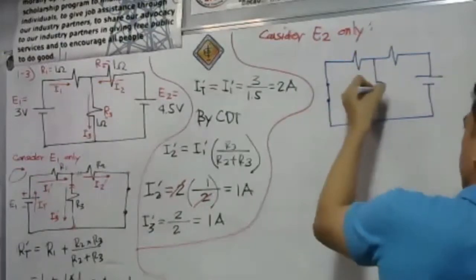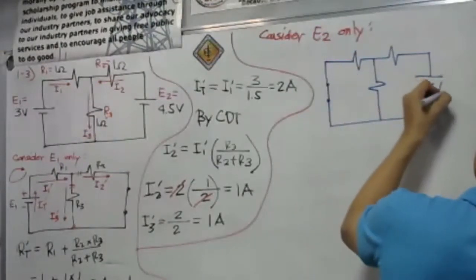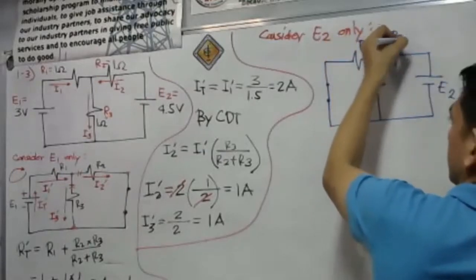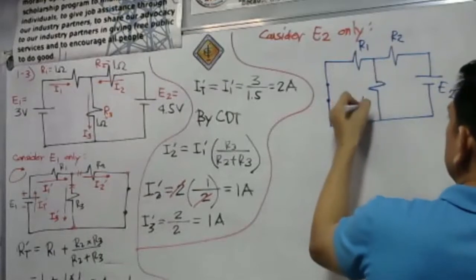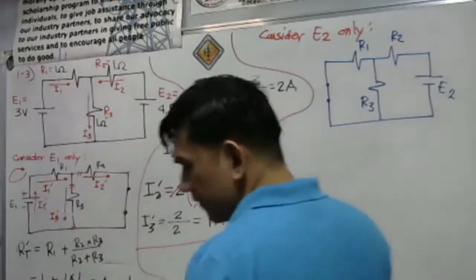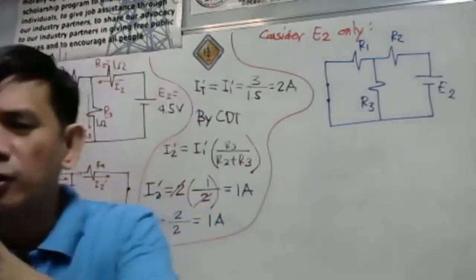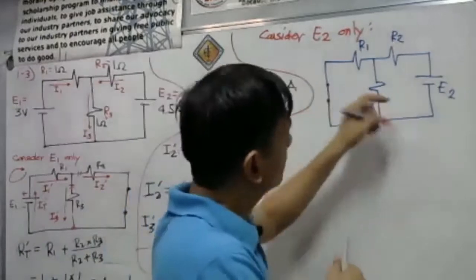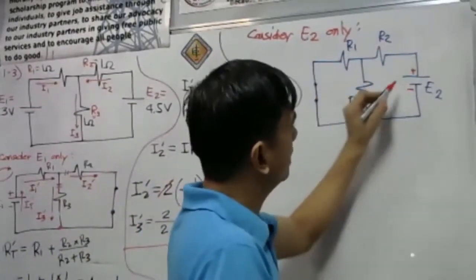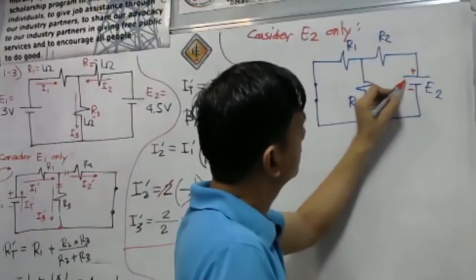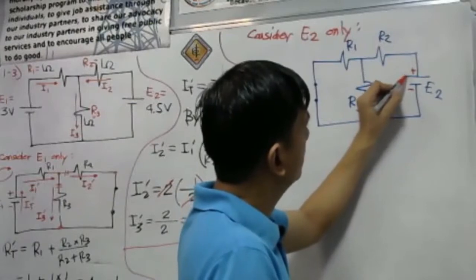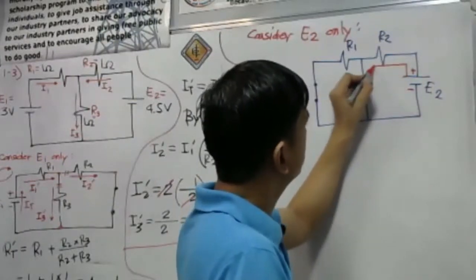Okay, so we have here our E sub 2. We have our R sub 1, R sub 2, and R sub 3. Now, following the conventional flow of current, as we see here, this is the positive, this is the negative. Of course, the current will flow in this direction, always, externally, that is from positive to negative. So it will move out here on the positive terminal.